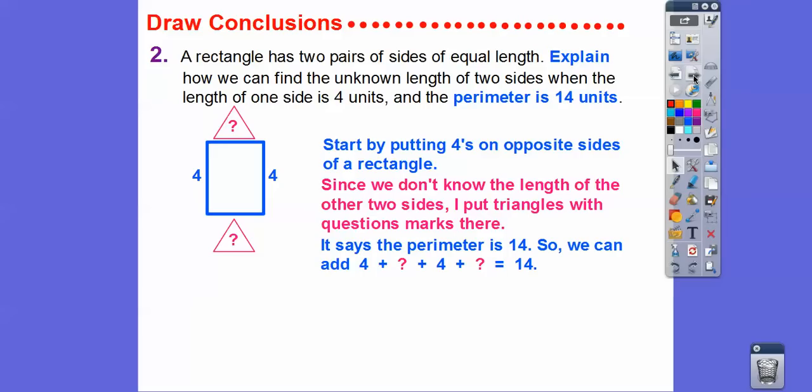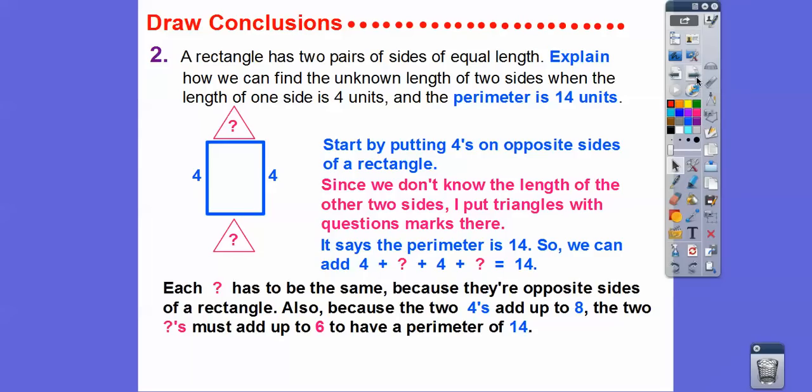And then it says that the perimeter is 14. So if we just add up the sides, so 4 plus this question mark plus 4 plus this question mark is going to equal 14 right there, okay? So each question mark has to be the same because they're opposite sides of a rectangle. So whatever this side is, the same right there.